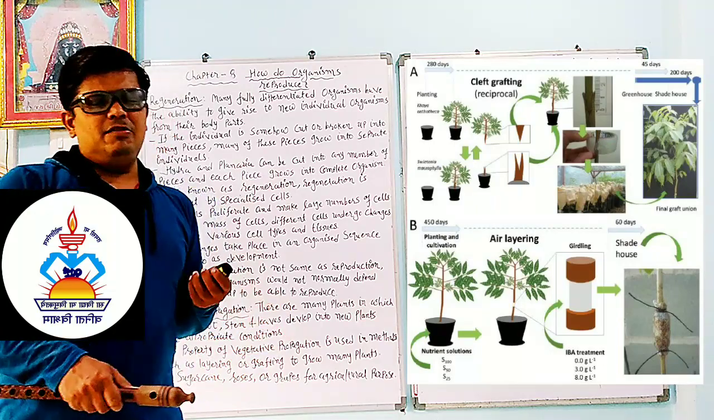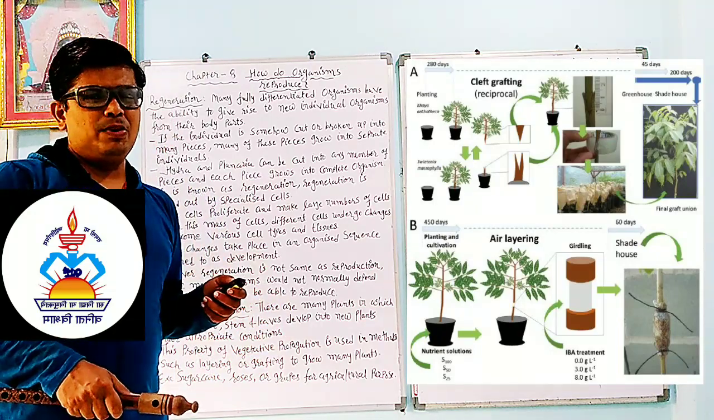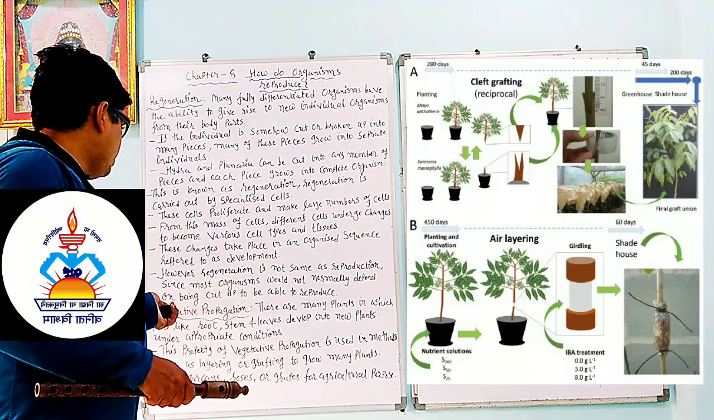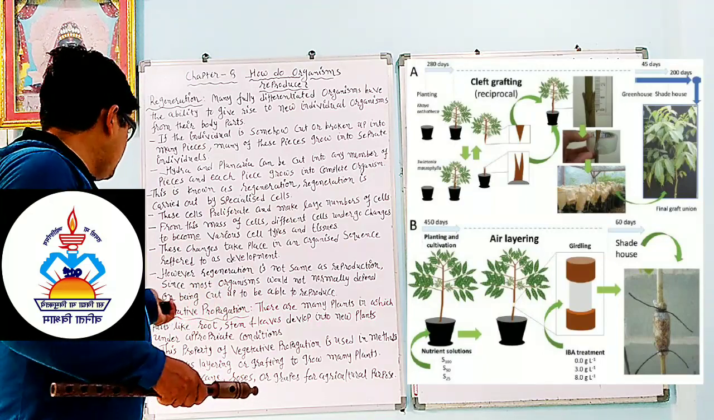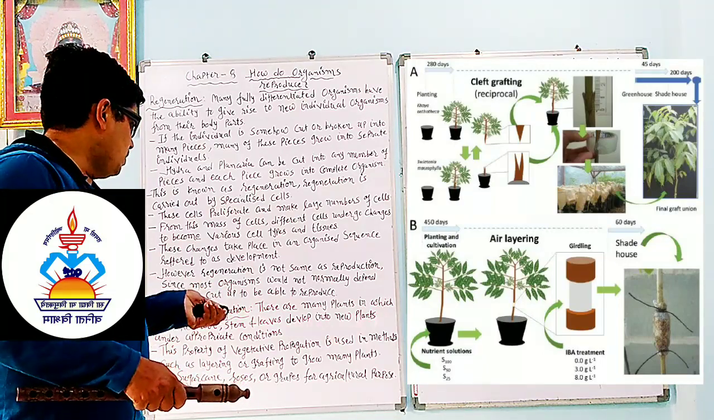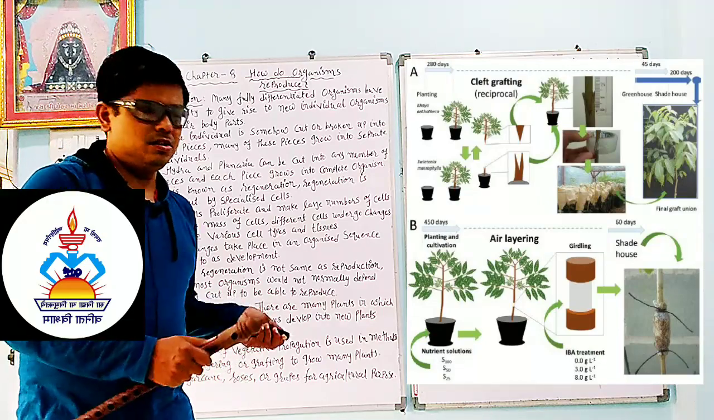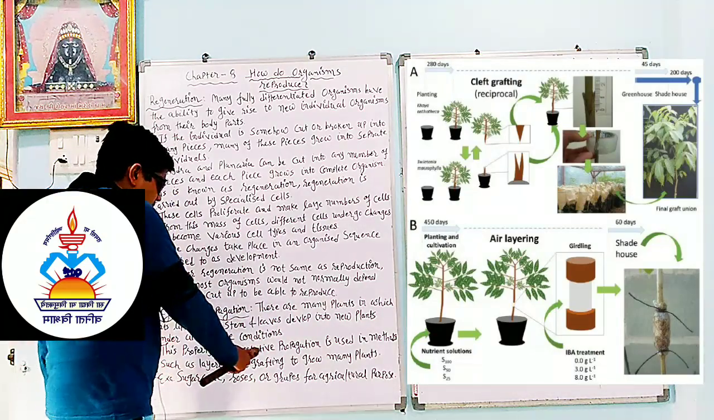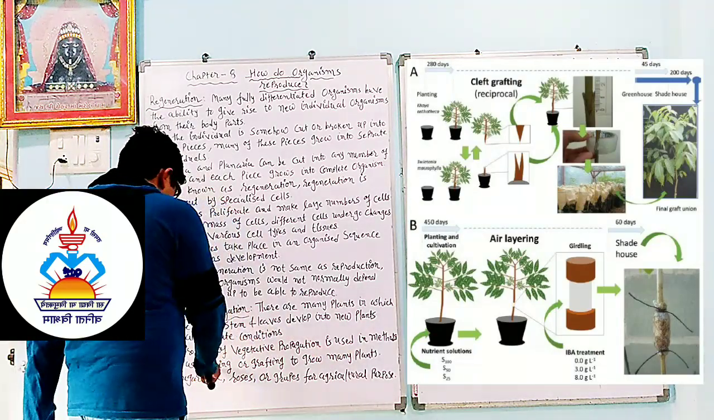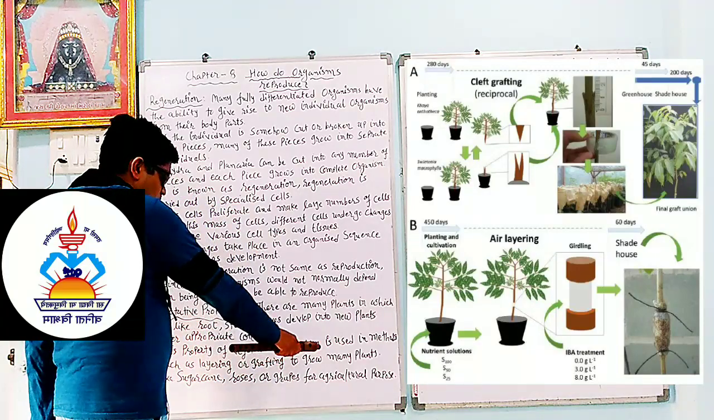We take a different part of the plant, and from that a new plant is obtained. That is called vegetative propagation. There are many plants in which parts like root, stem, leaves develop into a new plant under appropriate conditions. This property of vegetative propagation is used in methods such as layering or grafting to grow many plants.